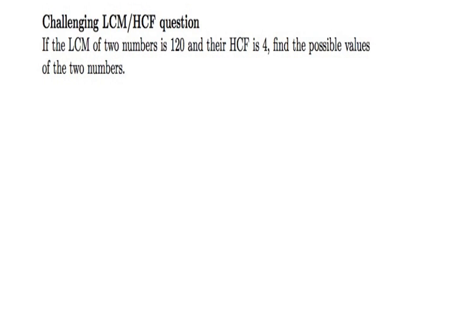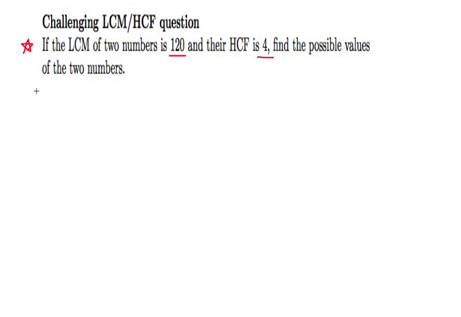Today I'm going to go through a slightly more challenging question on LCM and HCF. The question is: if the lowest common multiple of two numbers is 120 and their highest common factor is 4, find the possible values of the two numbers.